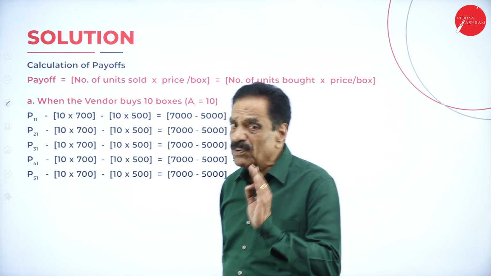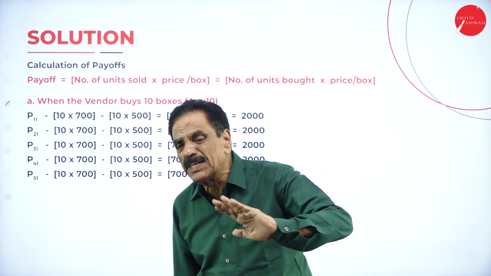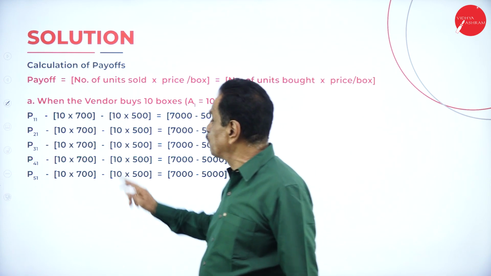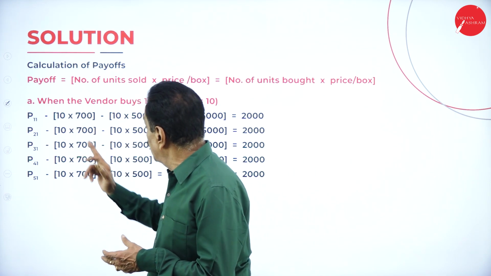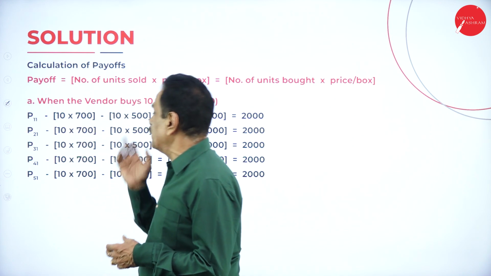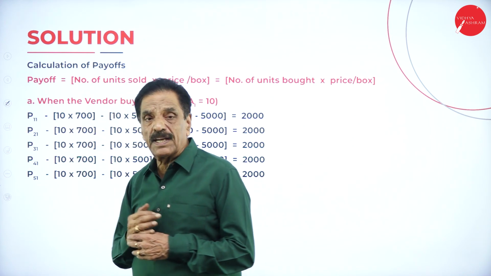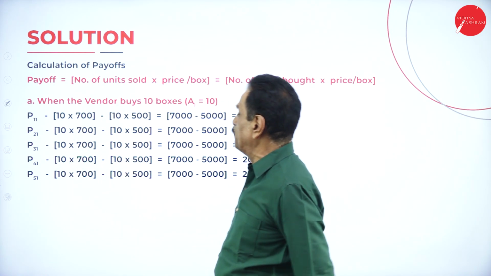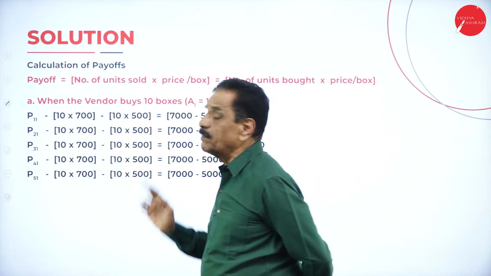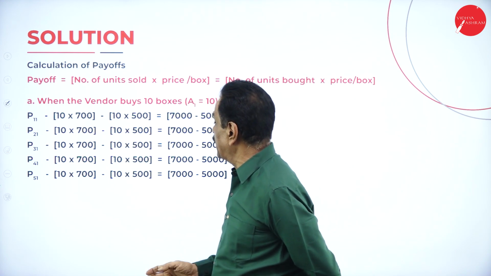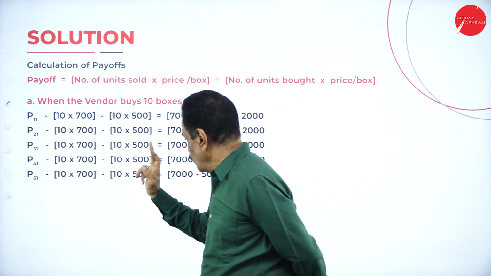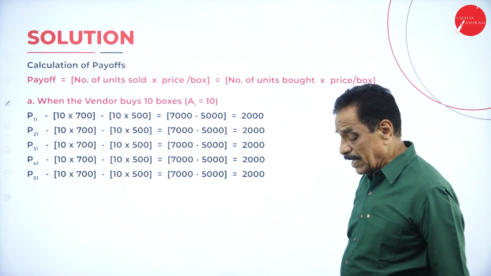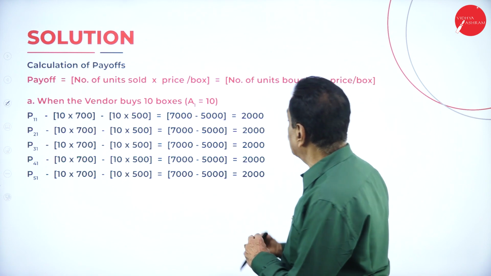Last one, because it is the first problem, that's why I'm repeating so many times. So if we sell 14 boxes, how is it? 10 into 700, 11 into 700, 12 into 700, 13 into 700, 14 into 700. Here 14 into 500 for each. This is the way.